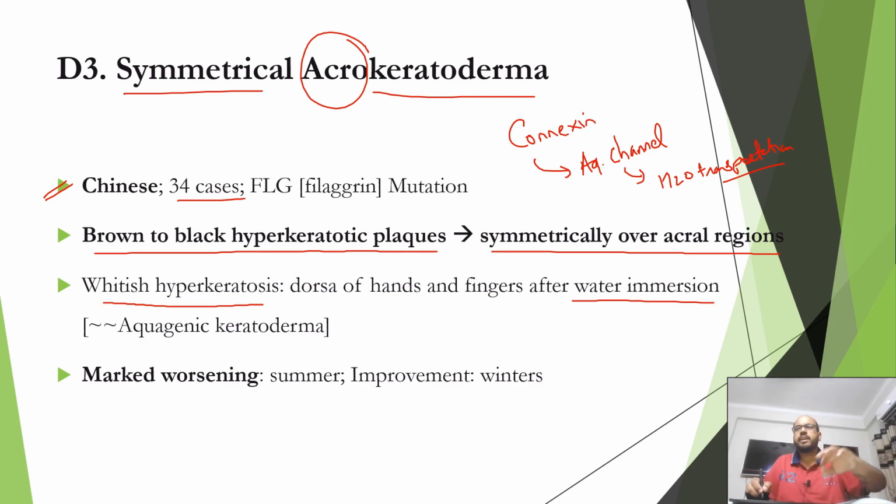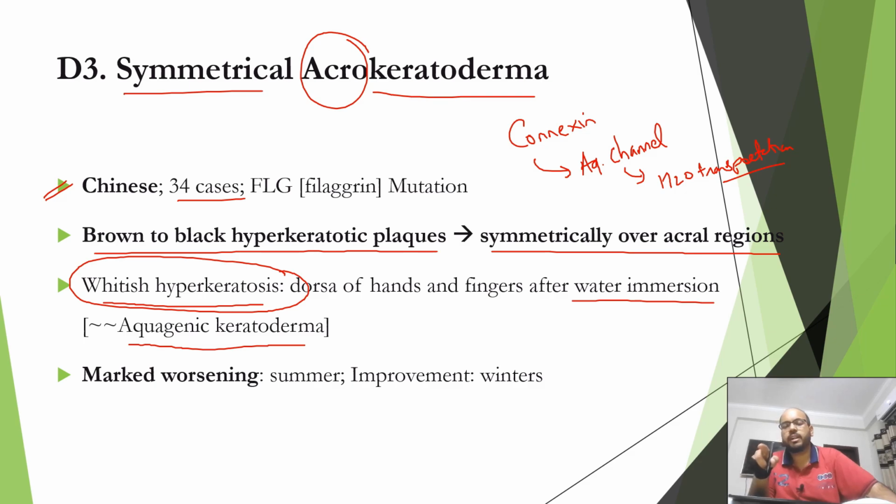So if there is a defect in the transportation channel of water, the water may not be easily able to pass between cell to cell. So when a patient of symmetrical acrokeratoderma immerses their hands in water, the misfolded keratin scales become whitish, and that is known as whitish hyperkeratosis over the dorsal hand and fingers. This hyperkeratosis is similar to what you see in aquagenic keratoderma, but this is a different disorder altogether. We will discuss aquagenic keratoderma while we are discussing palmoplantar keratodermas.